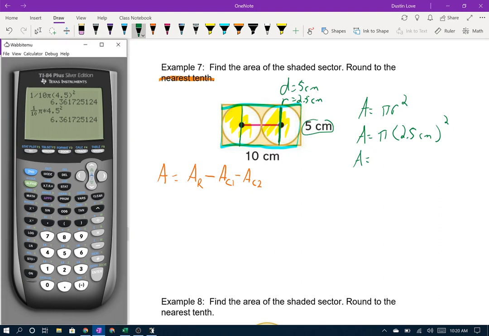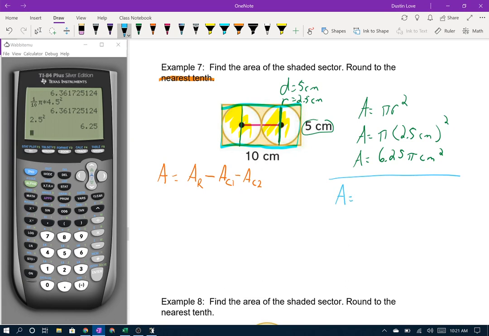So let's see, 2.5 squared is 6.25. So 6.25 pi centimeters squared. I know it says round, but I always want to round on the very last step. So I'll do that at the end. Now let's also go in and find the area of my rectangle. So area of a rectangle as a parallelogram is base times height. And we can see my base here is 10 centimeters times my height, which is 5 centimeters. So my area is just 50 centimeters squared.